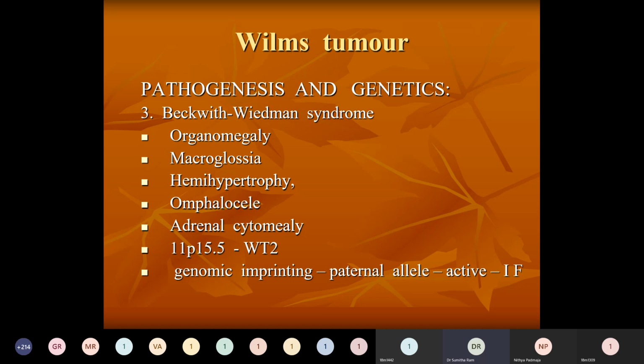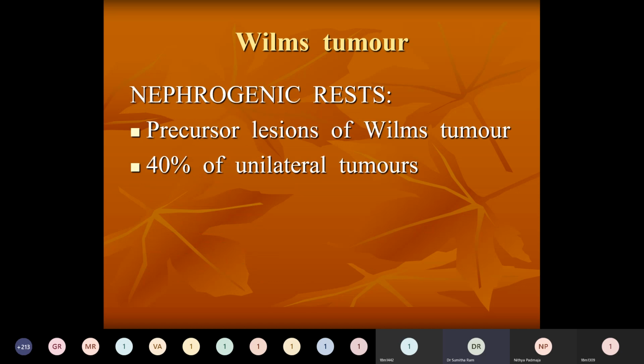And this you would have studied in detail when genetics was taught to you, wherein genomic imprinting comes into play, wherein there is inactivation. The maternal allele will be inactivated and the paternal allele will be active, and there will be reduplication of this paternal allele. That is called genomic imprinting. Please go back to your genetics chapter and look into genomic imprinting.